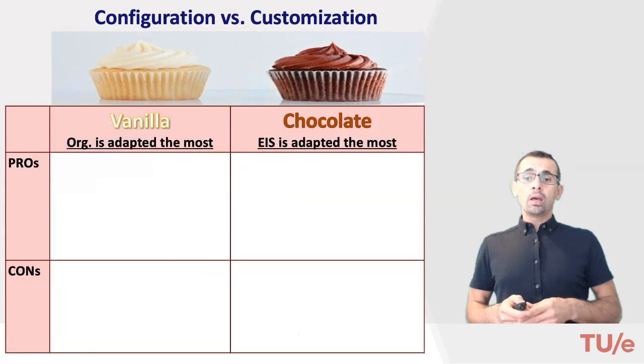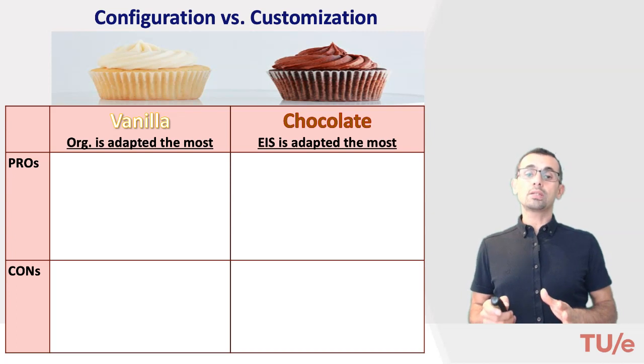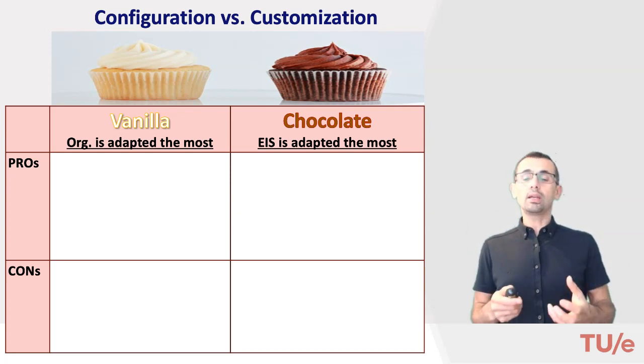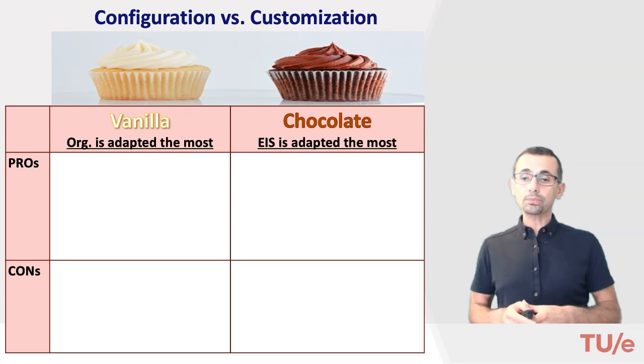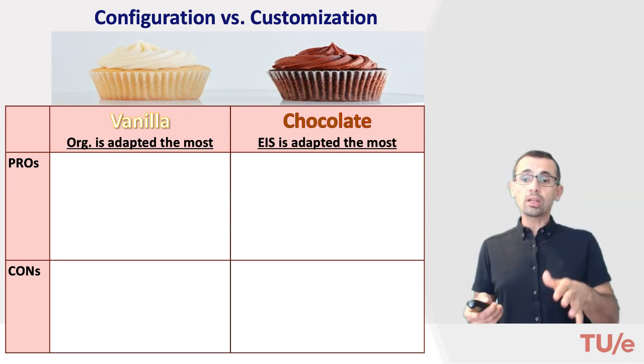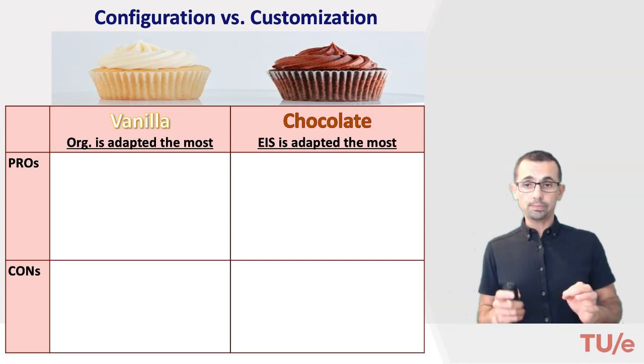Now, of course, what is very important about these approaches is the implications for the organization. So let's discuss the pros and cons of following chocolate and vanilla implementation. And let's start with the implications in terms of project cost and duration.